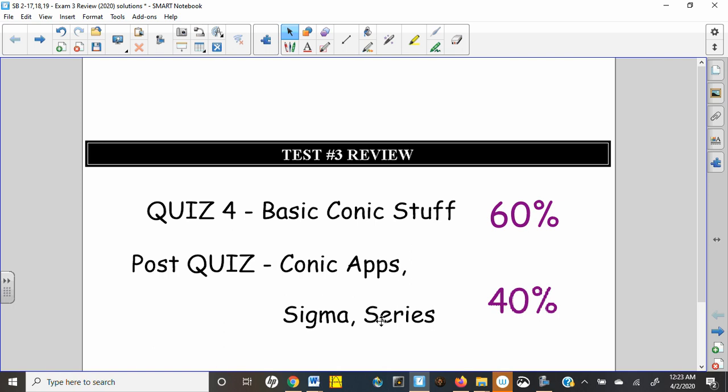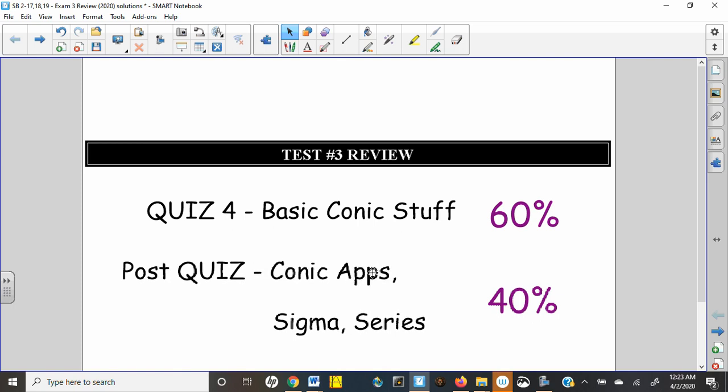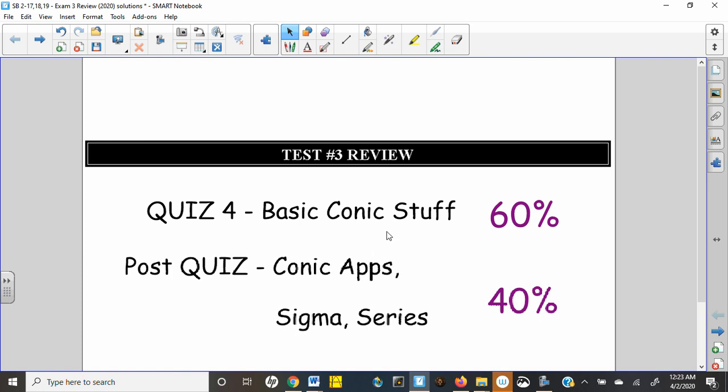You have to know the sigma notation to do those, but that's kind of the breakdown. So a lot of the quiz coming up on Friday is stuff you've already been quizzed on, and the other chunk will be stuff that we went over last week and have been reviewing this week.